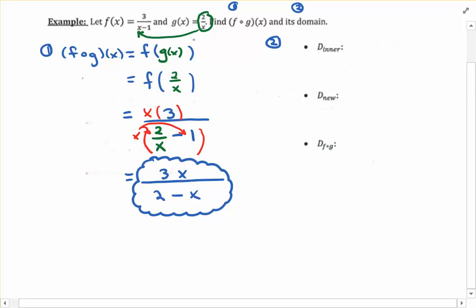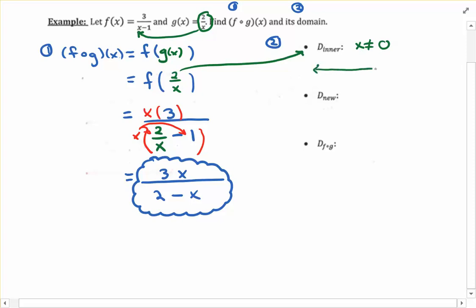So d inner is going to refer to the function that we were plugging in, which is g of x. But more explicitly, it's really 2 over x that we're plugging in. So that's going to be what we want to find the domain for in terms of d inner. Now just looking at 2 over x, there's one bad value of x that we should avoid plugging into this fraction, and that would be 0. So I'm going to go ahead and write out that we can use anything we want so long as it's not 0, or symbolically x cannot equal 0.